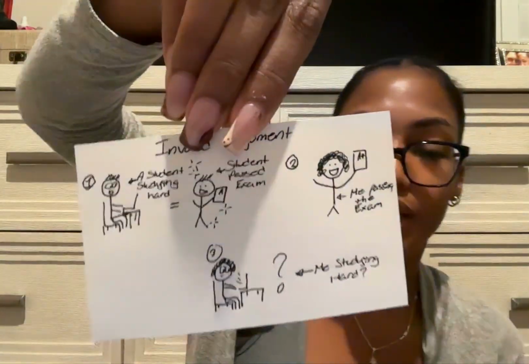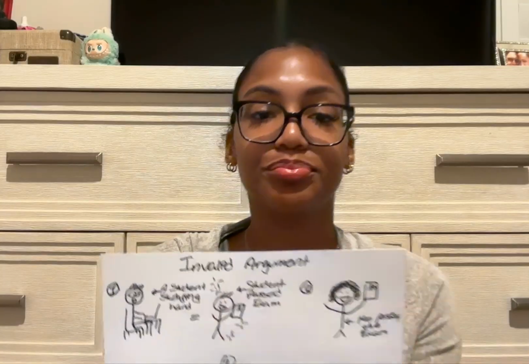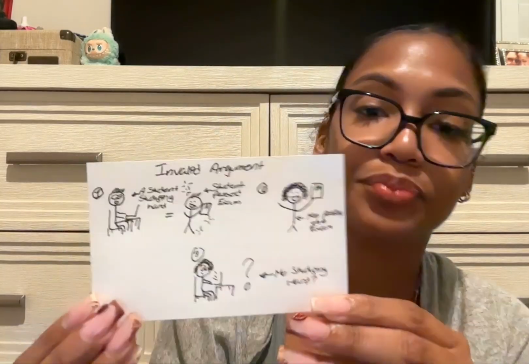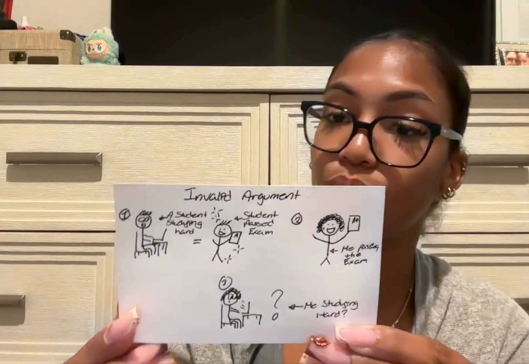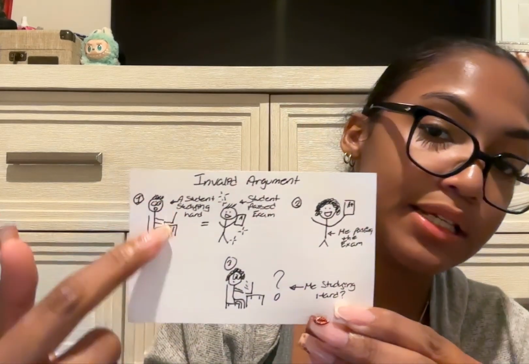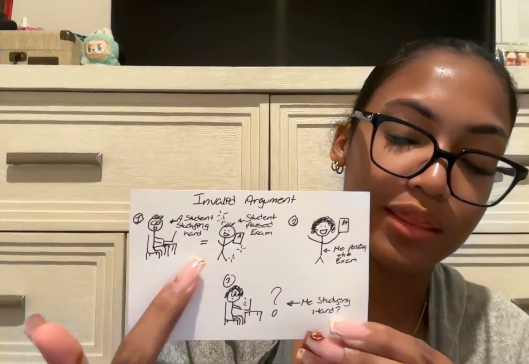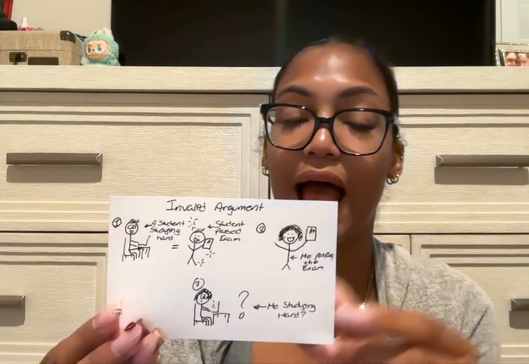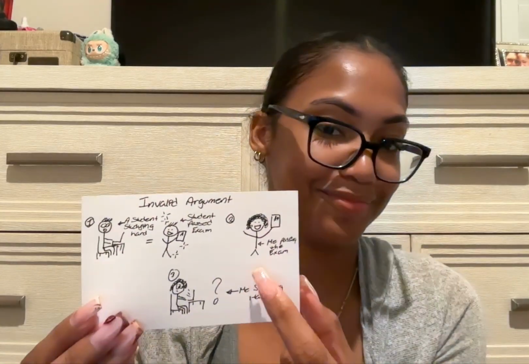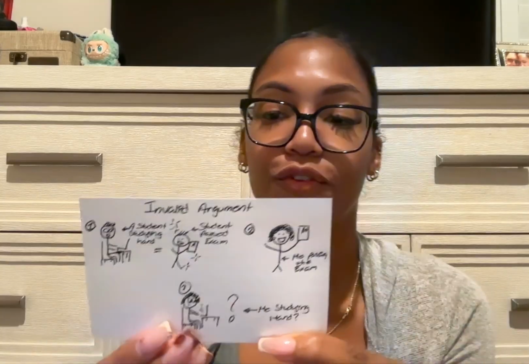For this one, I also drew a little diagram for an invalid argument. So here it is. The first premise says all students who study hard will pass the exam. This is just a random student studying for their exam, and that's going to equal them passing the exam. Premise 2 says I passed the exam. This is me, happy because I passed the exam. And in conclusion, therefore, I studied hard.